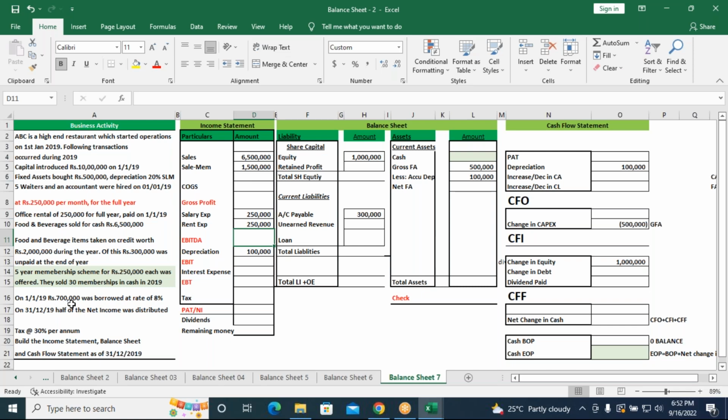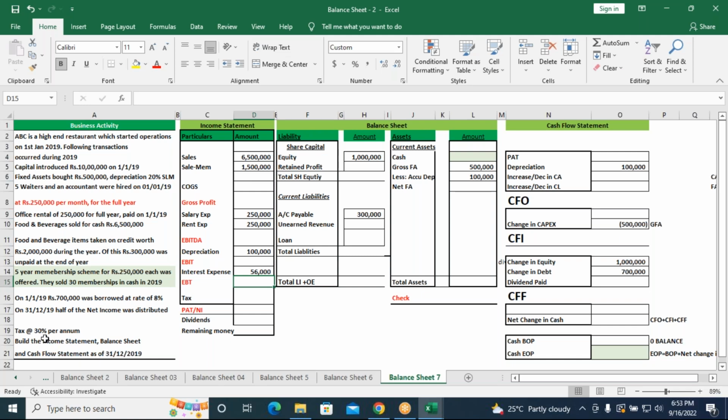Then we have 7 lakh rupees borrowed at a rate of 8%, meaning we are taking on debt. So where do we have to enter the debt amount? The debt amount here in the cash flow statement is equal to 7 lakh rupees. Then the interest I am paying on the debt is equal to 7 lakh into 8%. Then on 31/12, half of the net income was distributed, meaning whatever income we are getting, half of it was distributed to the shareholders.